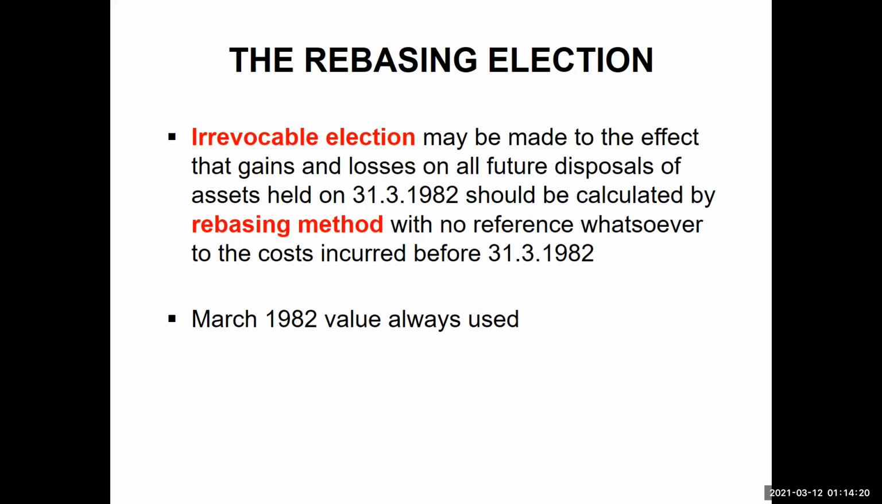Now there's a rebasing election. A revocable election may be made to the effect that any gains or losses on all future disposals of chargeable assets which were held on 31 March 1982 should be recalculated using a rebasing method with no reference whatsoever to the costs incurred. We will always use the 1982 value in these rebasing elections. Okay. All right. So that's it for this.